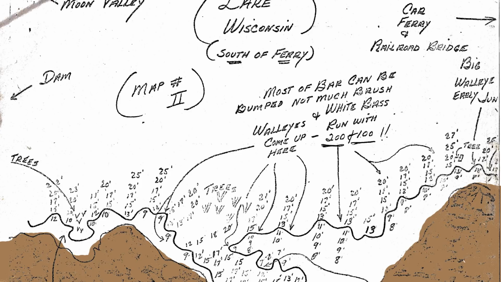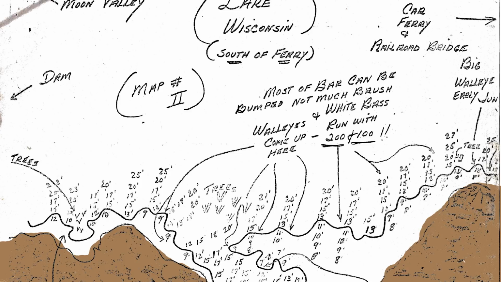And write down some information here. You can see what Terry wrote down here. Well, first, he's got a little map telling you where he's at. The dam is on your left. Moon Valley is to the top, and to the right of the page is a car ferry, and this is Lake Wisconsin, if some of you guys may be familiar with that.